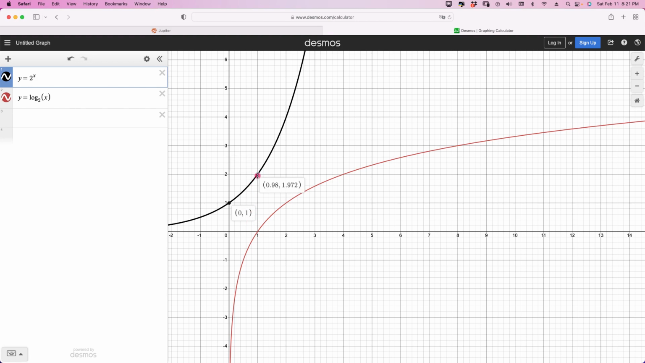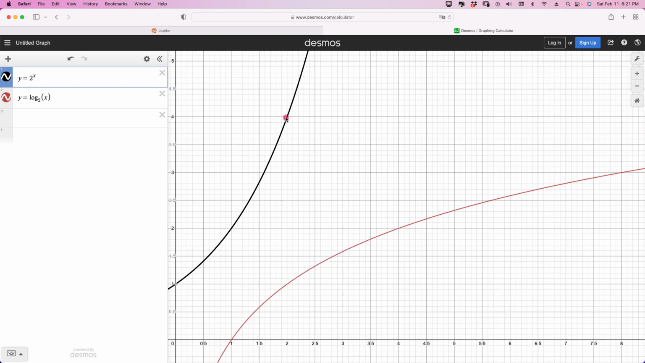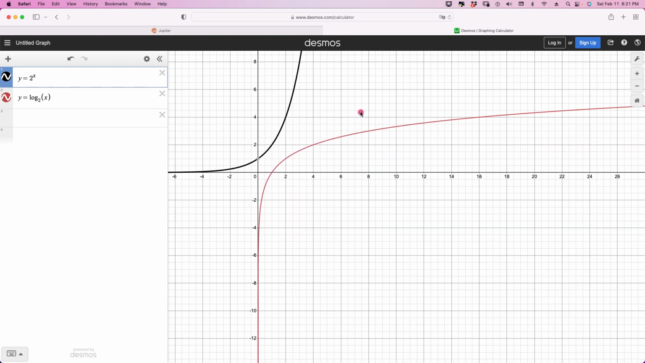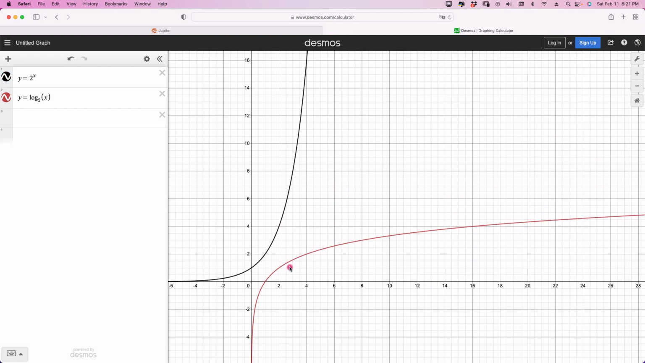Right. Let's see if I can. There we go. Also, when x is 2, y is 4, because 2 to the 2 squared is going to give us 4. I can get that to pop up right there. When x is 2, y is 4. And our last point that we did, let me see if I can move that down. When x is 3, y is 8.